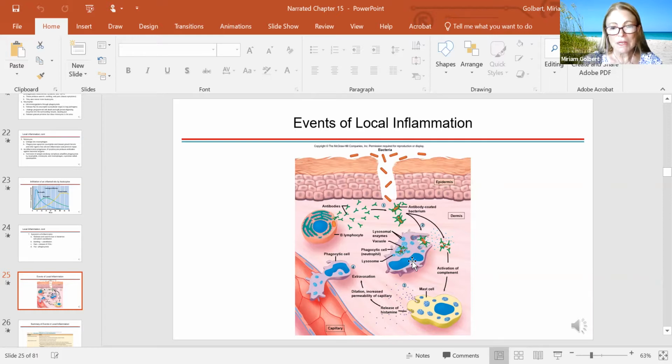Antibodies are large molecules, proteins, and when they surround the bacterium, it makes it larger, and that's what the neutrophil detects, and that's how the phagocytosis occurs.